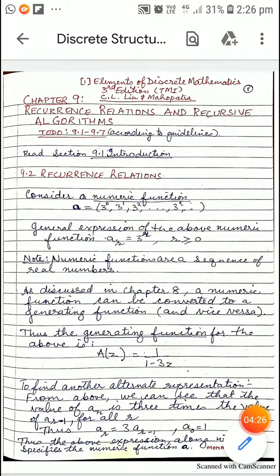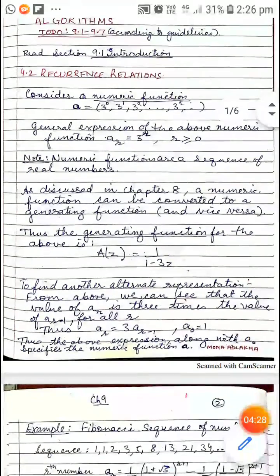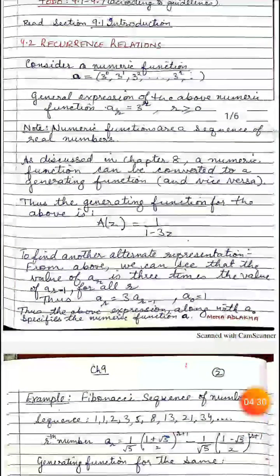So, to find another alternative representation from the above, we can see that the value of a_r is 3 times the value of a_(r-1) for all r. That means every term is 3 times the value of the previous term, and that's how we have a recurrence relation: a_r is equal to 3 a_(r-1). Now, in this case, obviously you need to know the first term, only then you can further generate the other terms.